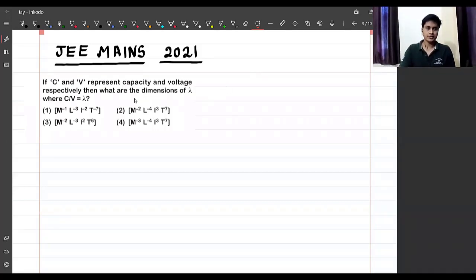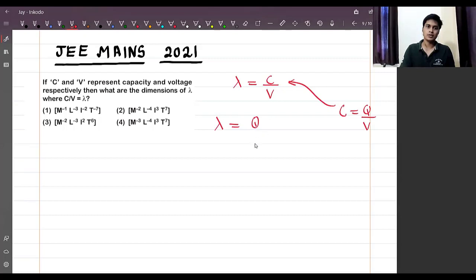Here there is a question. We have to find dimensions of lambda. C is the capacitance, V is the voltage, and lambda is C by V. If lambda is written as C by V, then we also know that C is equal to Q upon V, the voltage. So to put it here, we'll get this as Q over V square.